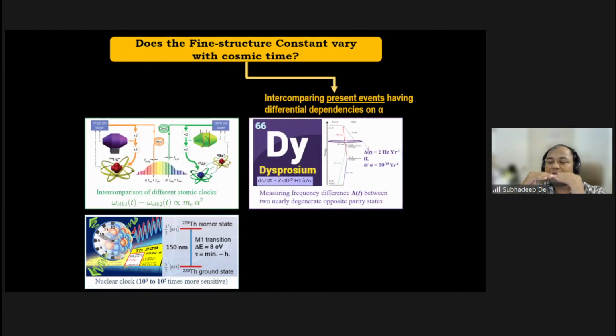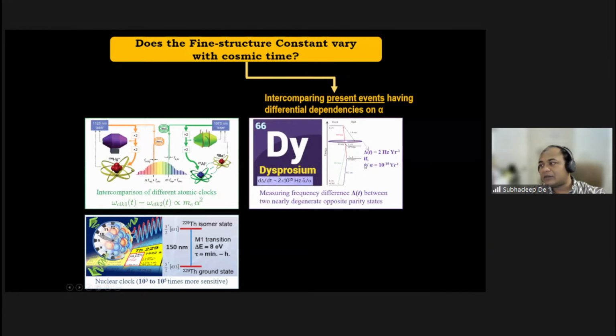So what will happen if you can measure the energy difference between these two states very accurately? Over time, you will see that the difference of energy between these two states will change. And how much is it? Just as a quantitative analysis, let's say the alpha variation rate is 10 to the power minus 15 per year. If you use this value just as an example, then you expect that the energy level difference between these two opposite parity states of dysprosium will change by 2 hertz per year, and that is measurable. But of course, the actual rate is much lower.